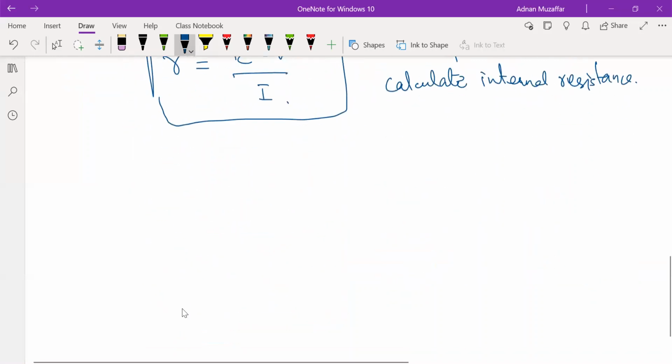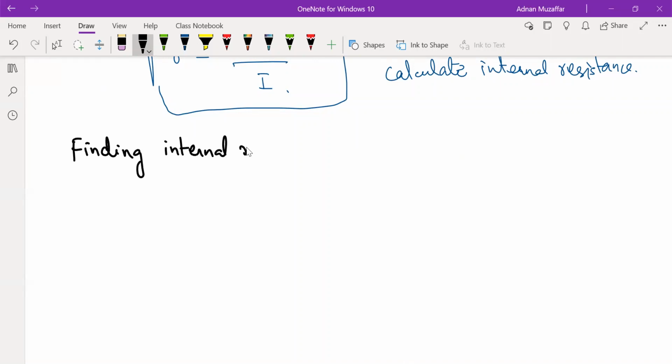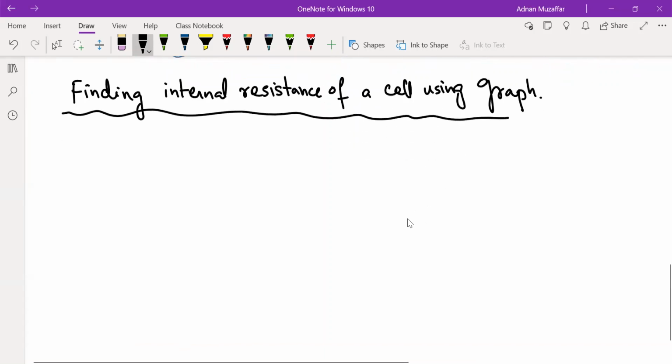So finding internal resistance of a cell using graph. This is my next topic, calculating internal resistance of the cell using graph. Okay, let's do that. But for this, I need to make a circuit in which I need to use something which can give me 6 readings or several readings.